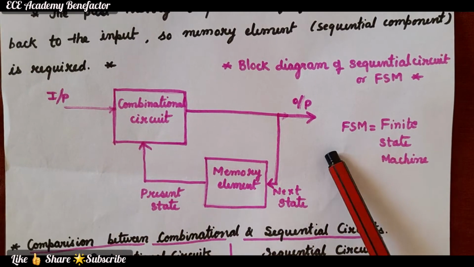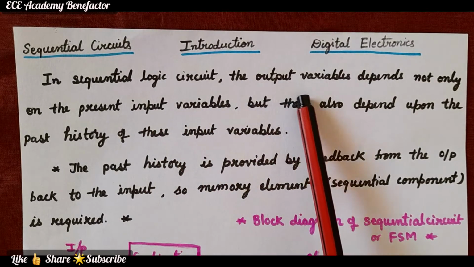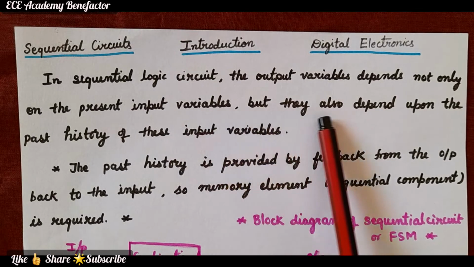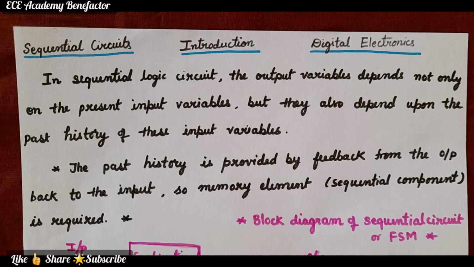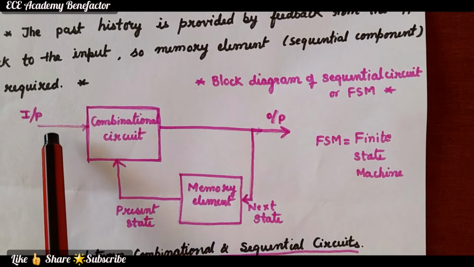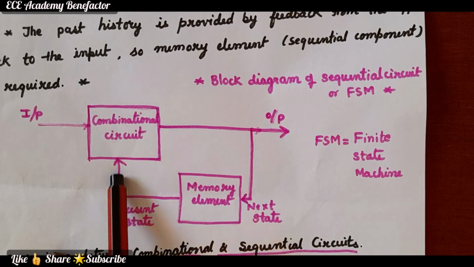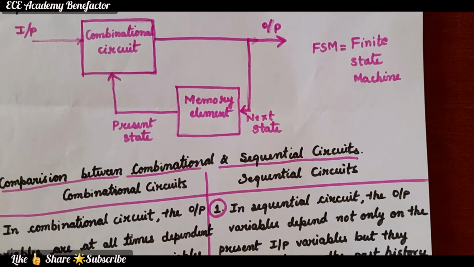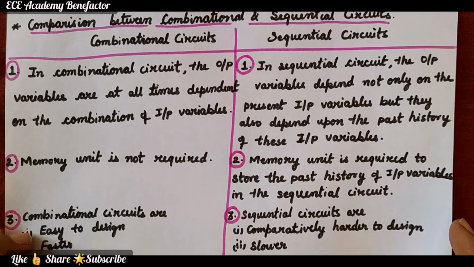So, what is the definition of a sequential logic circuit? In a sequential logic circuit, the output not only depends on the present input variables, but they also depend on the past history of these input variables. Now, let us see the comparison between combinational and sequential circuits.